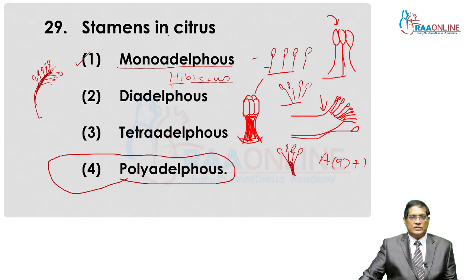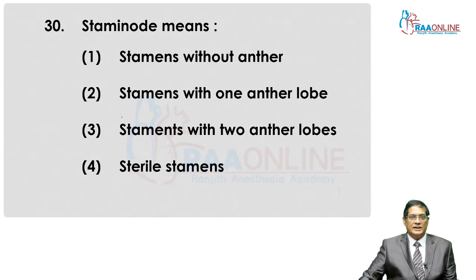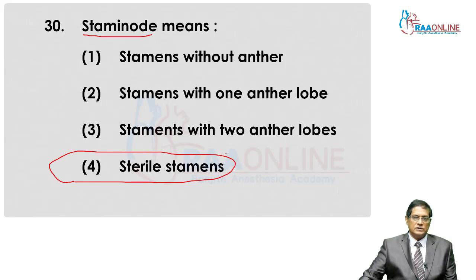So, in case of citrus, polyadelphous condition is there. Those stamens which are sterile are called staminode. Direct question: fertile stamens are those which are able to form pollen grains, and those stamens which are not able to form pollen grains are sterile. They are called staminode.